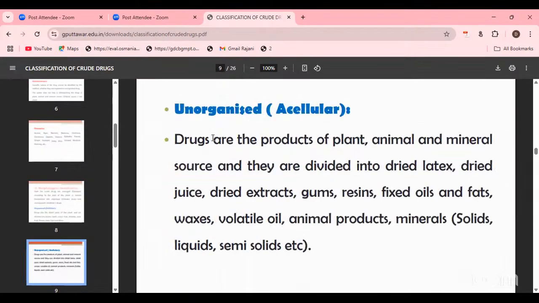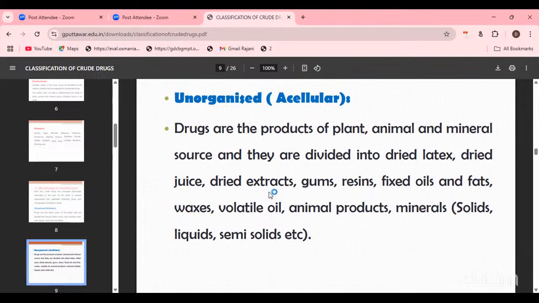These are called cellular. Next one, acellular method, unorganized. Drugs are the products of plant, animal, and mineral source, and they are divided into dried latex, dried juice, dried extracts, gums, resins, fixed oils and fats, waxes, volatile oils, animal products, minerals, solid, liquid, and semi-solid.